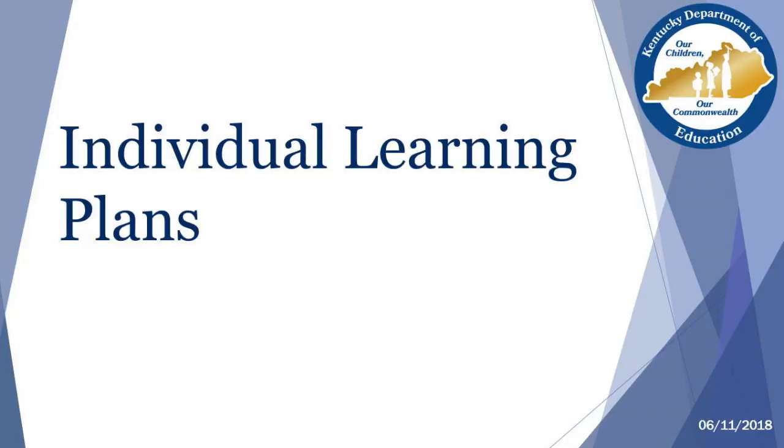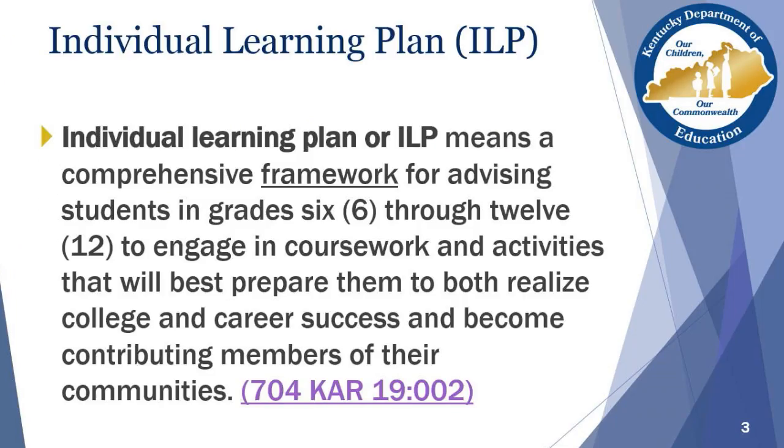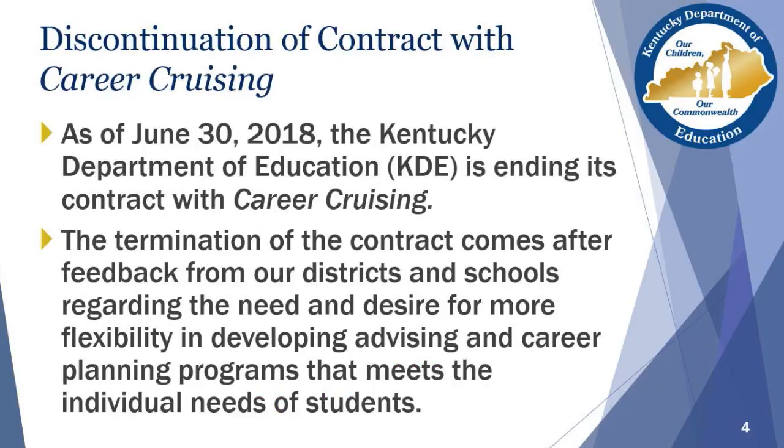First, let's talk about the definition of an ILP as defined in our regulation. The Individual Learning Plan, or ILP, means a comprehensive framework for advising students in grades 6 through 12 to engage in coursework and activities that will best prepare them to both realize college and career success and become contributing members of communities. So in the regulation for minimum graduation requirements, it is required that each student have an individual learning plan.